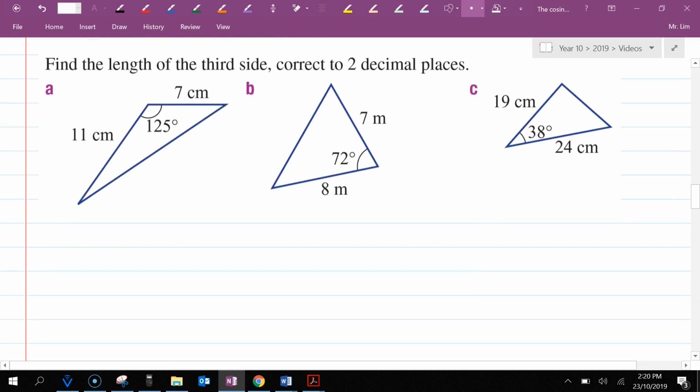I'll get you to pause the video, have a go with questions A, B, and C, and when you're ready to check your answers, continue playing the video. Okay, so here it says find the length of the third side. We can call them c for all of them. So we've got c squared is equal to 11 squared plus 7 squared minus 2 times 11 times 7 times cos of 125. Put that into the calculator.